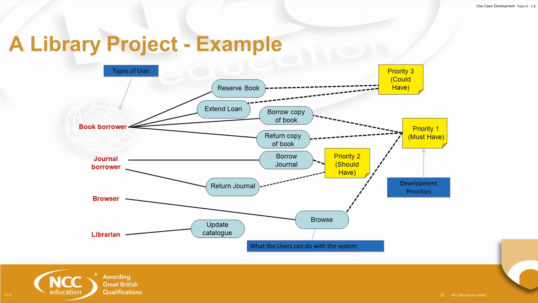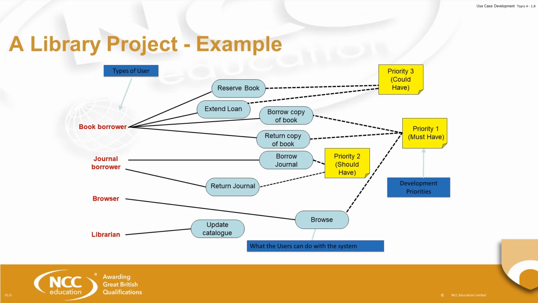Now one question that arises is what happens if the librarian wants to borrow a book? Well, they can, but they're not borrowing a book as a librarian. They'll be borrowing the book at the time playing the role of a book borrower. So if Fred was the librarian, when Fred is working as a librarian he can update the catalogue, but if Fred wants to borrow a book he will have to play the role of a book borrower.